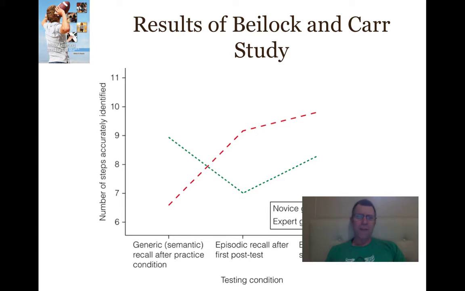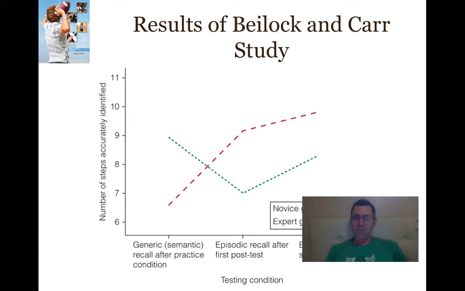This is just a graph of that Baylock and Carr study, and I won't spend too much time on it. This is in your text, of course, but it's just that comparison of those three different situations. On the far left, that generic recall after practice condition. Yeah, tell me about a putt, and what a successful putt is. The green dashed line is the expert golfers, and the red is the novice golfers.